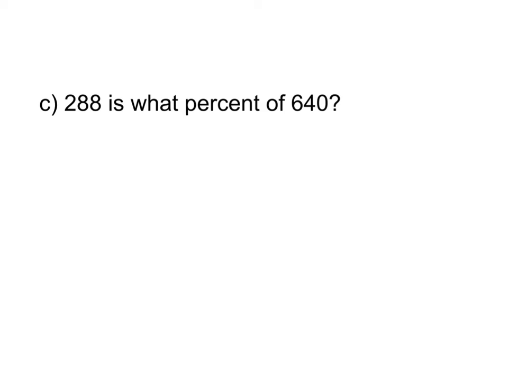One more example where we're looking for the percent. 288 is what percent of 640? So now my x is the percent of the total. x times 640 equals 288. In this one, to solve for x, I divide by the 640. 288 divided by 640 is equal to 0.45. But remember, that's not the answer. That's decimal form. To get it into percent form, the decimal point goes twice to the right. That's 45%. 288 is 45% of 640.